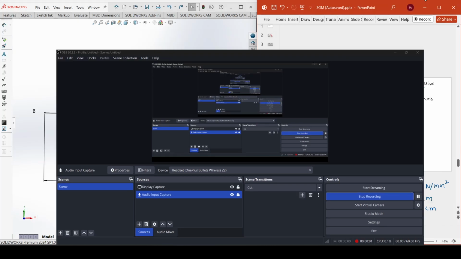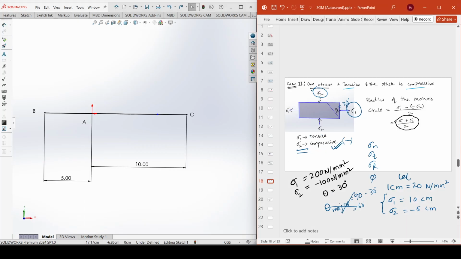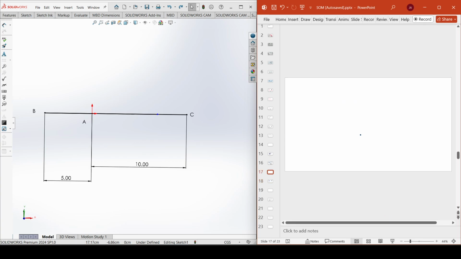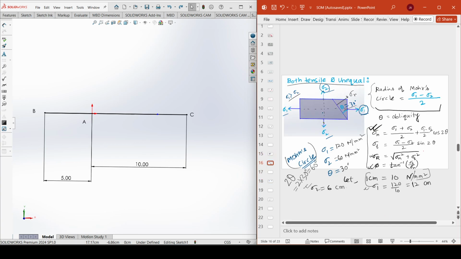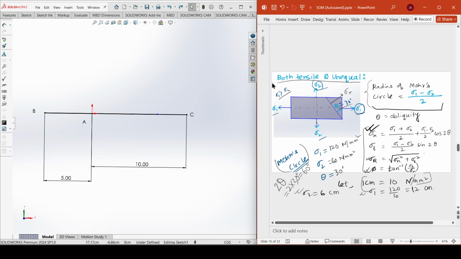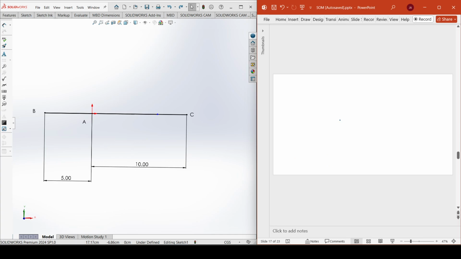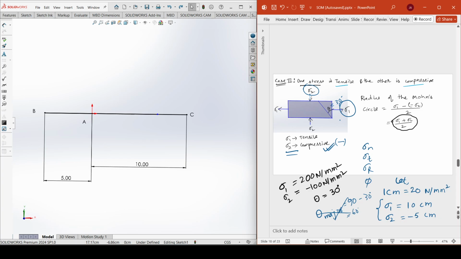Hello everyone. In this video, we will learn about the second case where one stress is tensile and the other is compressive. In comparison, in the first case, we had this kind of thing in front of us. In that case, both the stresses were tensile and unequal. We have discussed that in part one, so now we are going to move forward to the second one.